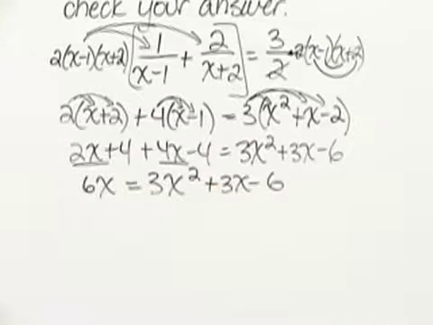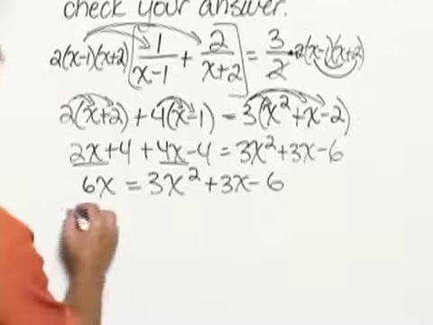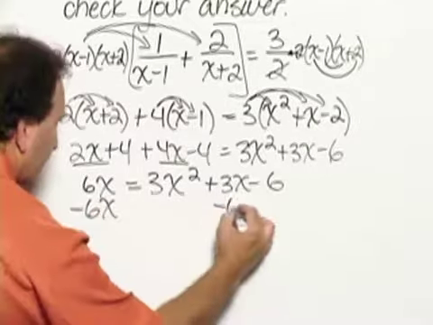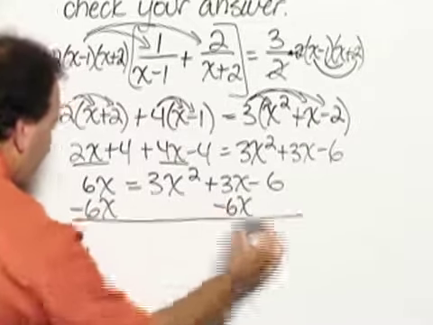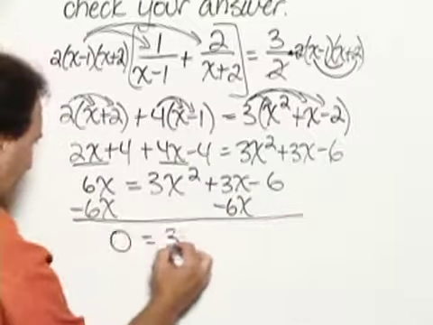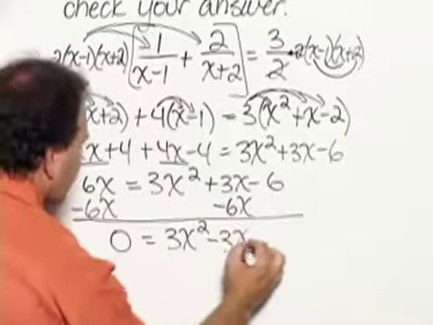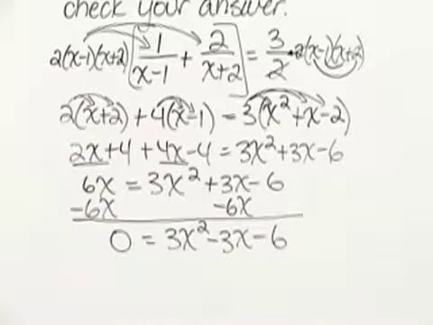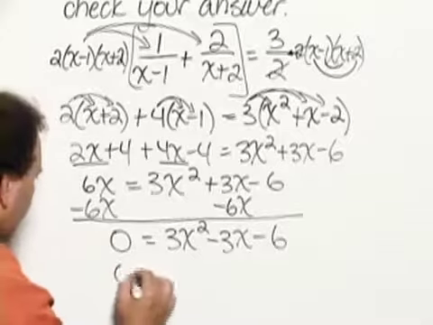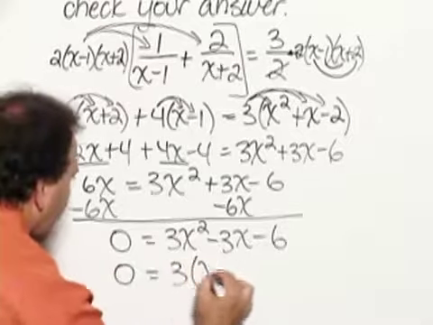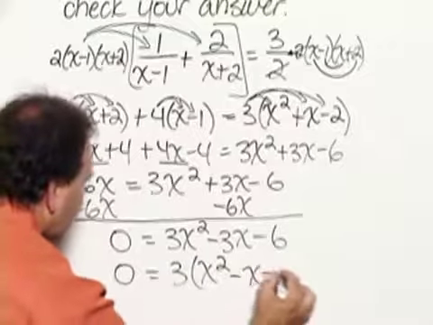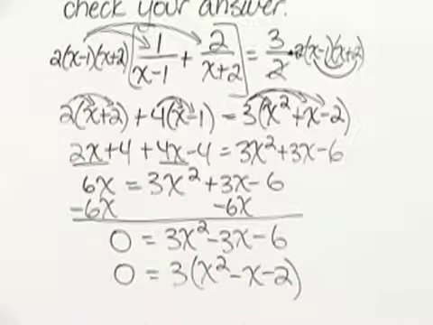We now subtract 6x from each side. That gives us 0 equals 3x squared minus 3x minus 6. Now on the right-hand side, we can factor out a 3. That gives us 0 equals 3 times x squared minus x minus 2.